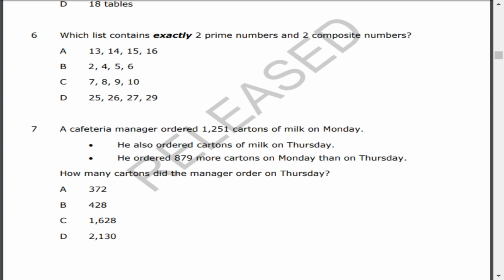All right, number six. Which list contains exactly two prime numbers and two composite numbers? So a prime number is a number whose only factors, the only whole numbers that multiply into it, are one and that number. So a number like 13 is prime because 1 and 13 multiply into it, but no other number smaller than it can multiply and give you 13 exactly. No other whole number.